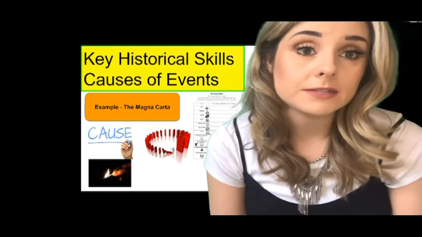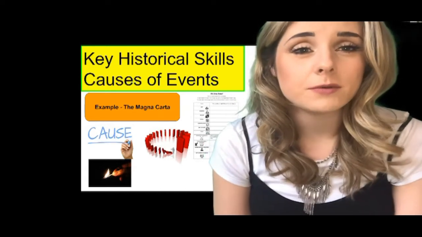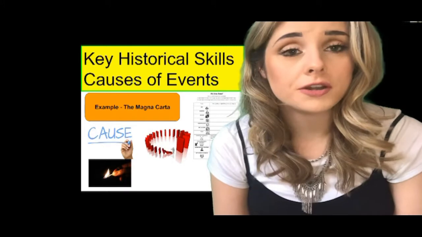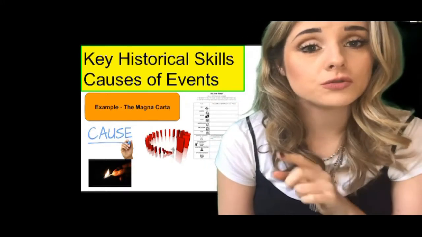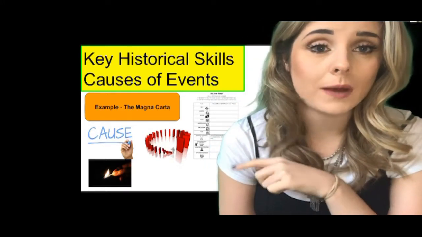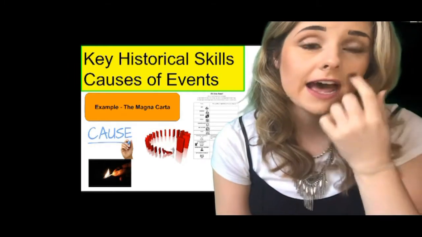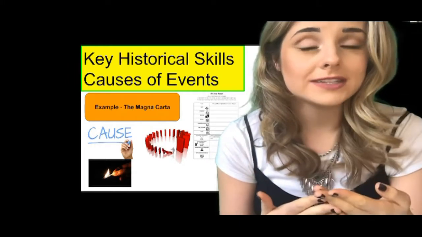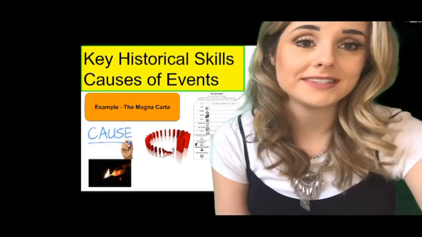Now, Magna Carta, as we know, was signed in 1215, and it was forced upon King John by the barons. I'm going to show you my Magna Carta why things change table in the next slide, and we will talk through how we can use that table to identify causes of events.